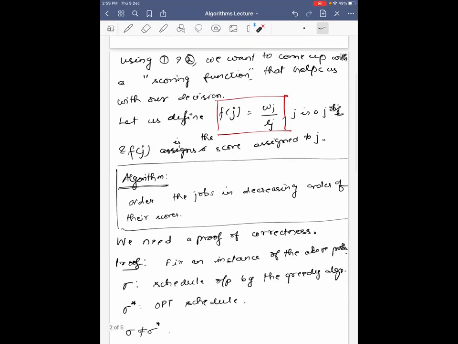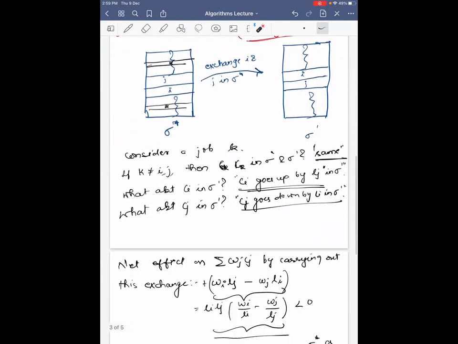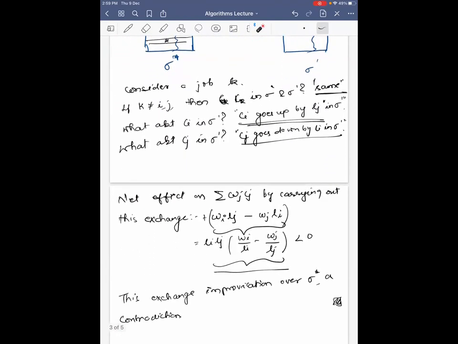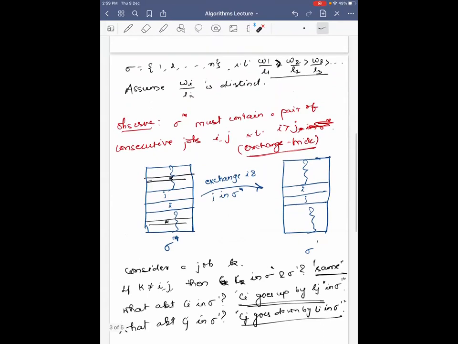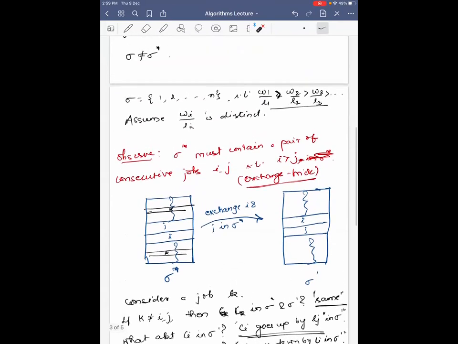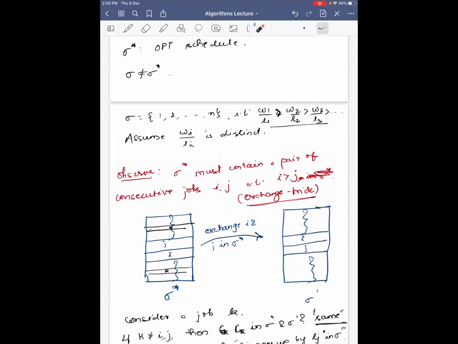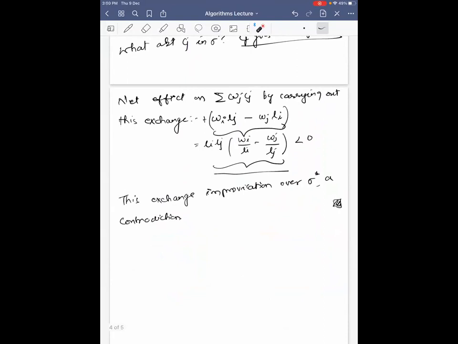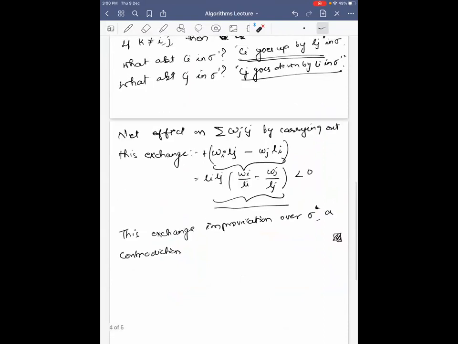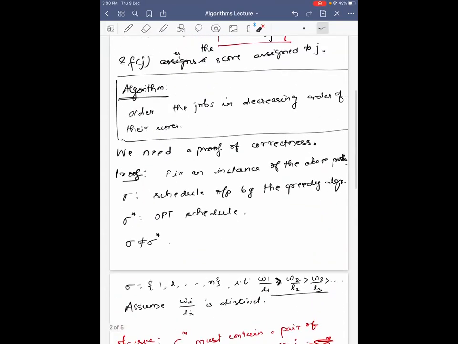Right. Now there is one thing that I want you to think about, which is this assumption. We had assumed over here that all these ratios are distinct, but that need not necessarily be the case. So I want you to think about how you will handle the ties. That is something that you might take as homework. I'll just write over here: how would you handle ties?